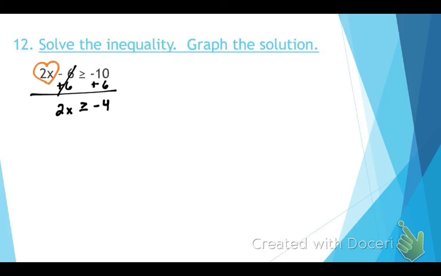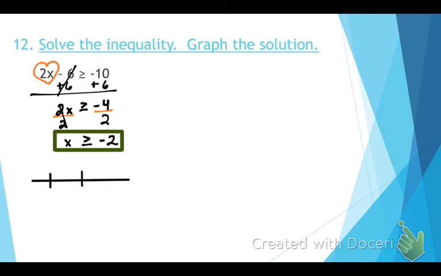Okay, how do I get x by itself? Divide by 2 on both sides. And the answer is x is greater than or equal to -2. Should I flip the symbol? No, you only do that if the last thing you did on both sides was divide by a negative.